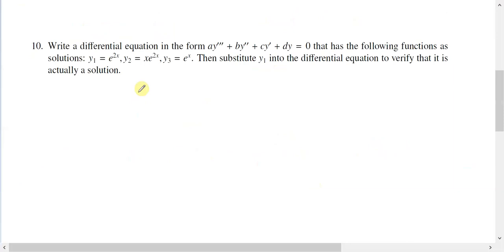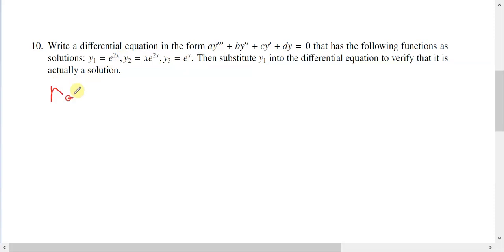And then the last problem here, we're going to go backwards this time. Given the solution, I've got 3 solutions to this third order differential equation. I want to create the differential equation from the solutions. So like I said, we're just going backwards. From here, I can see what the roots were of the characteristic equation.